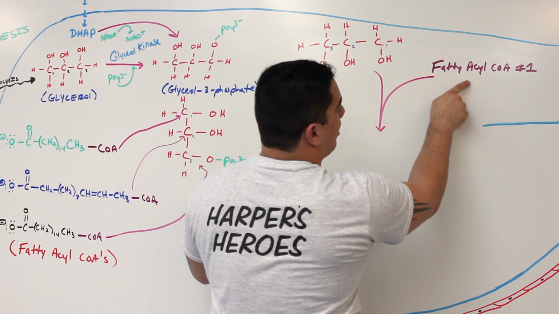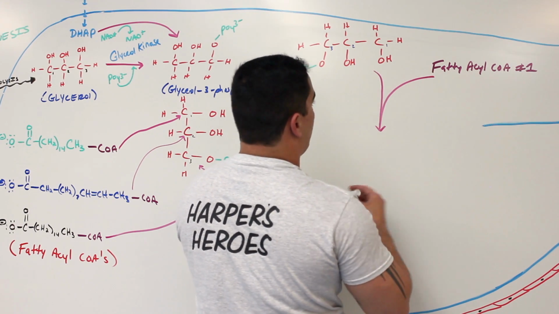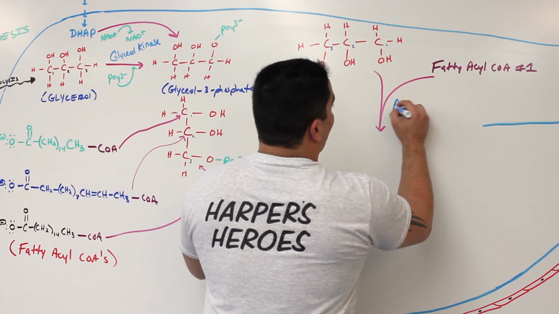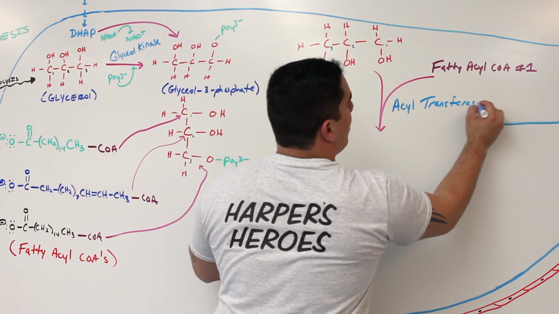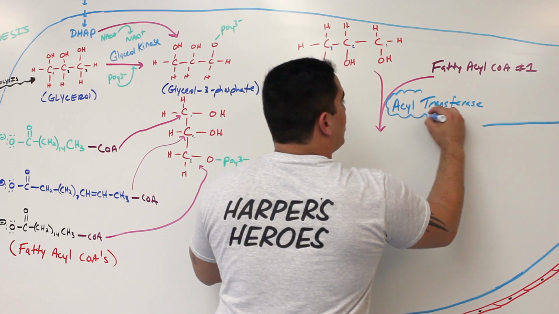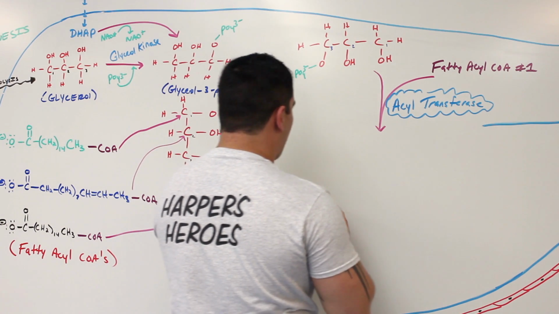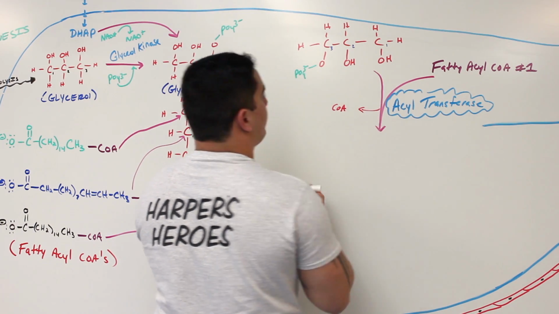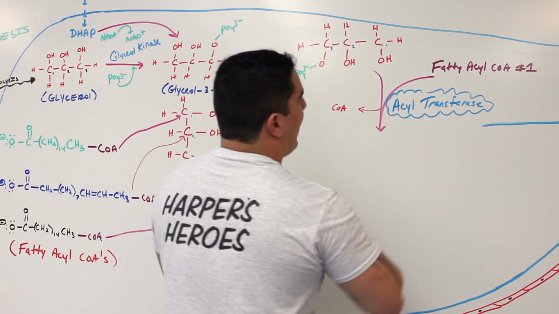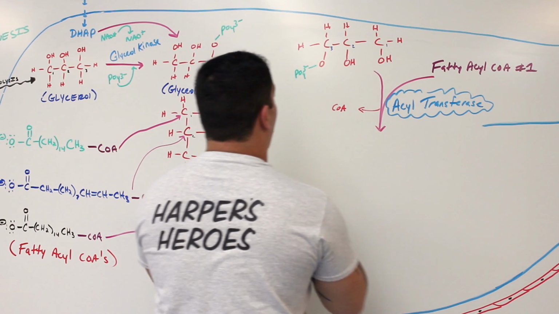This fatty acyl-CoA number 1 and this glycerol are acted on by a special enzyme called acyl-transferase. It's not hard to remember, because this enzyme is transferring a fatty acyl-CoA on here. And what are you going to lose? You're going to lose a coenzyme A out of this reaction. So you'll lose a CoA. But this fatty acyl-CoA number 1 is going to be added onto the number 1 carbon. So now let's show that.